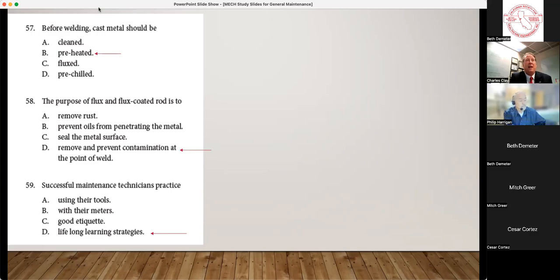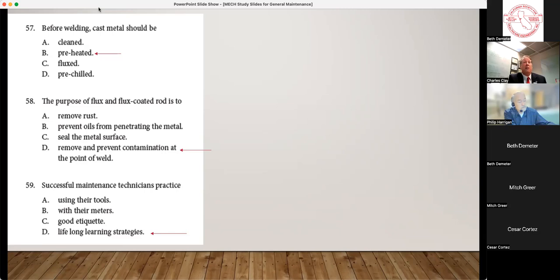It is preheat for cast iron. You want to make sure you heat that up. The problem with cast is it'll shrink very quickly once it cools. That's why we use cast for a lot of engine blocks. It cools very quickly, and so you need to preheat it before you start doing the welding. It's very, very difficult to weld cast metal. I can tell you that.